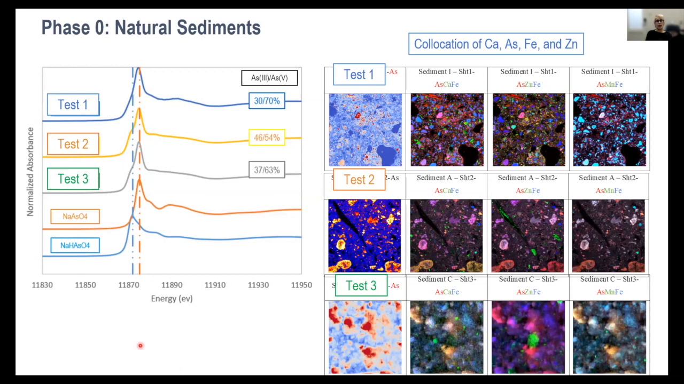Here we are looking at the arsenic bulk XANES analysis and the linear combination fitting results showing the speciation of arsenic in the collected natural sediments. We used sodium arsenate and sodium arsenite as standards, and we found a mixture of arsenic 3 and arsenic 5 in natural sediments collected from the beach and riverbank area. Here we are looking at fine scale micro XRF mapping on the untreated sediment, showing a colocation of arsenic with iron, calcium, zinc, and magnesium in the natural sediments used in tests 1, 2, and 3.